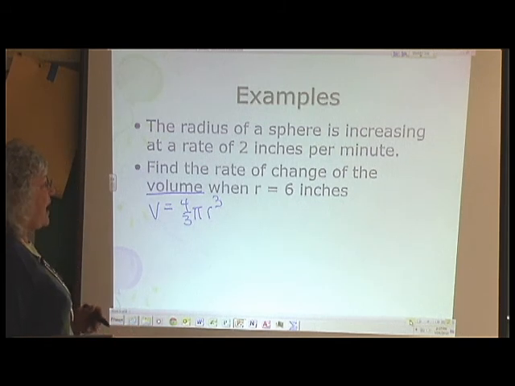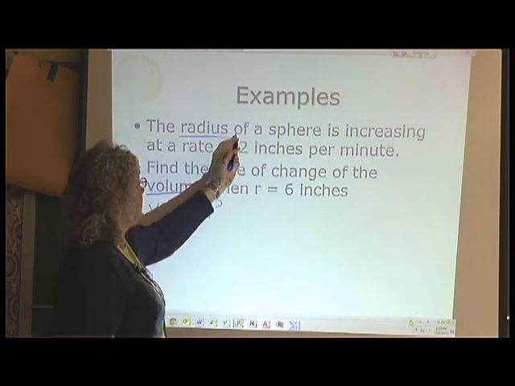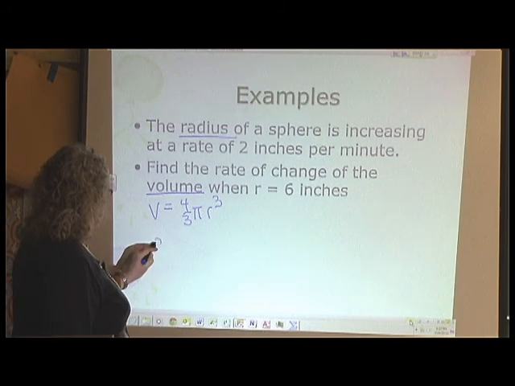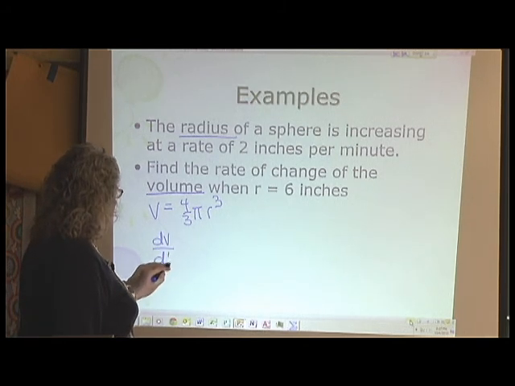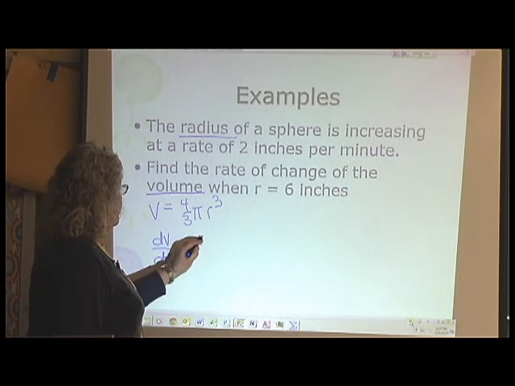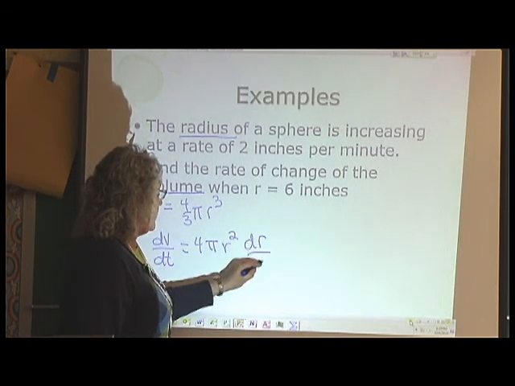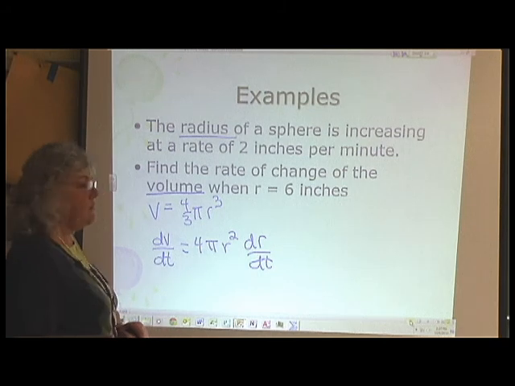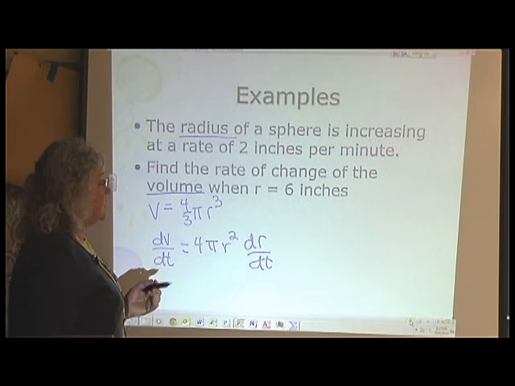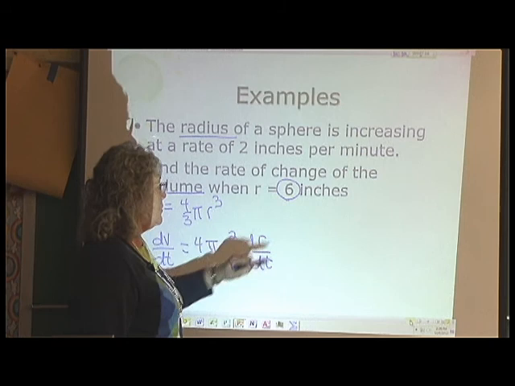And you want to know how fast the volume is changing, given how fast the radius is increasing. So here's your r. You take the derivative on both sides. dV/dt, remember everything is taken with respect to time, equals 4 pi r squared dr/dt. That's where your implicit differentiation comes in. Since nothing was constant, I can now substitute in my 6 inches.